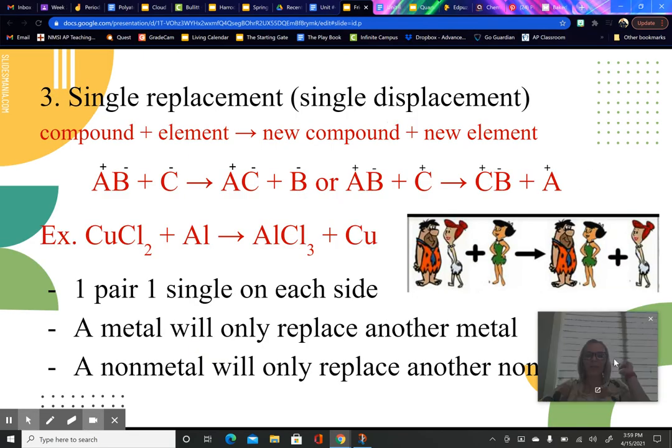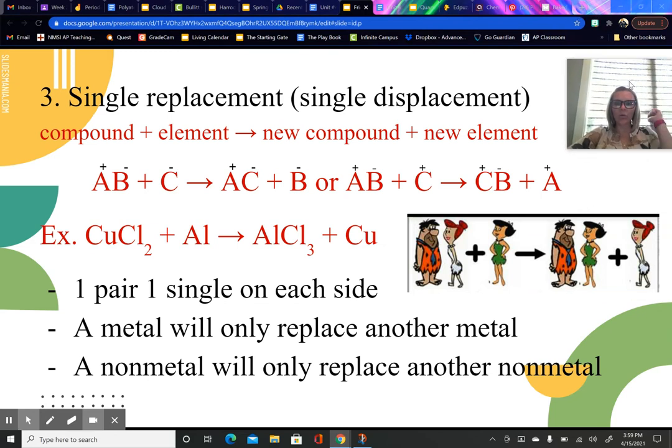Already did that. So now we're looking at a single replacement reaction. Go ahead and pause here and fill in the missing information.